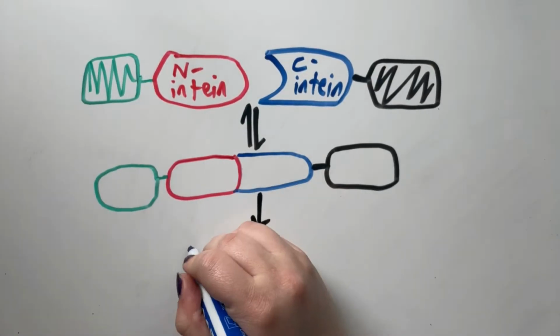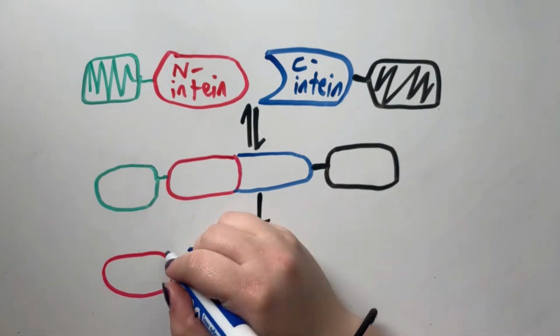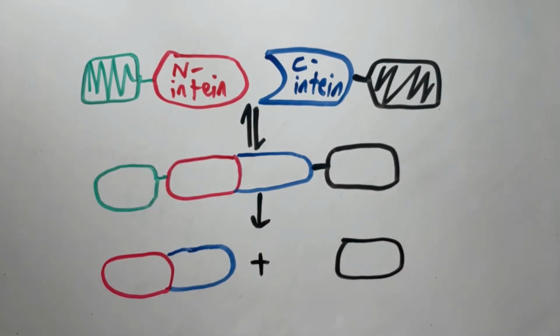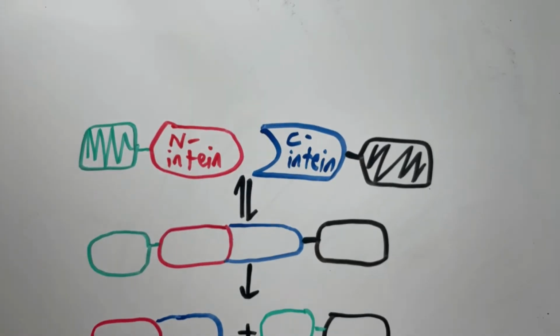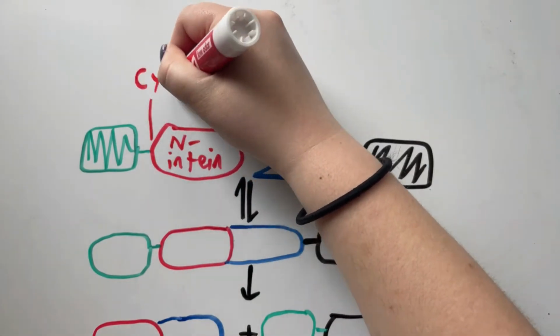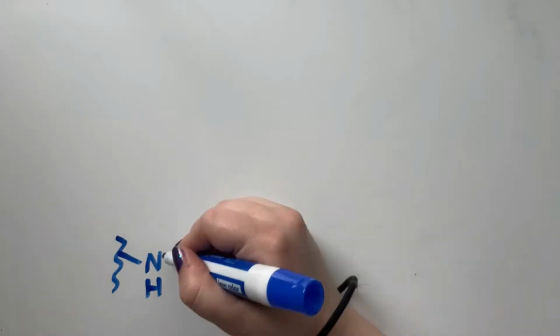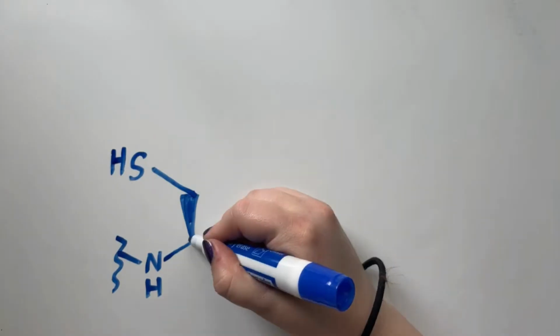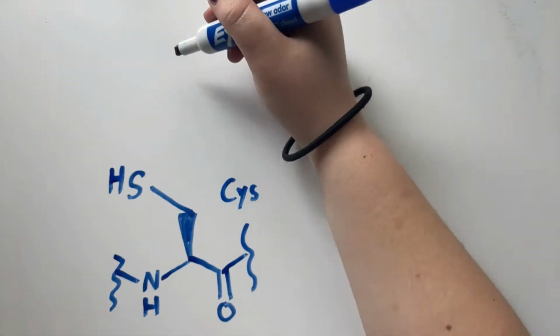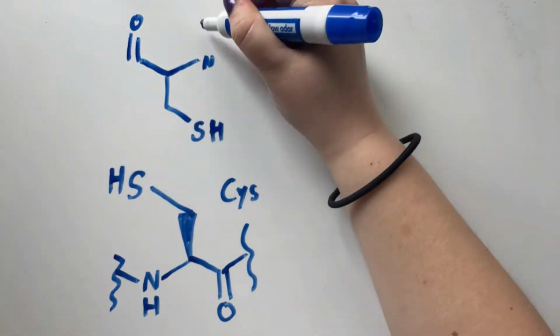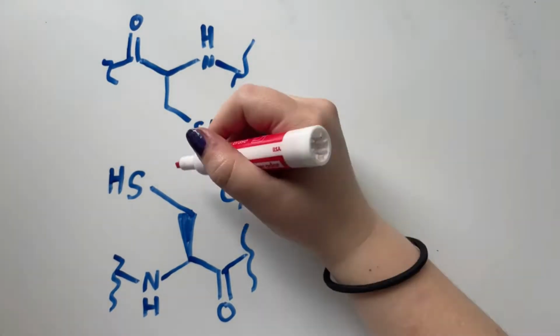The split intein comes together and undergoes a mechanism that involves a cysteine and asparagine from the intein and another cysteine from the C-terminus extein. Shown here is the cysteine amino acid. Cysteines are actually a crucial part of stabilizing protein structure because two cysteines can react to form a disulfide bond.